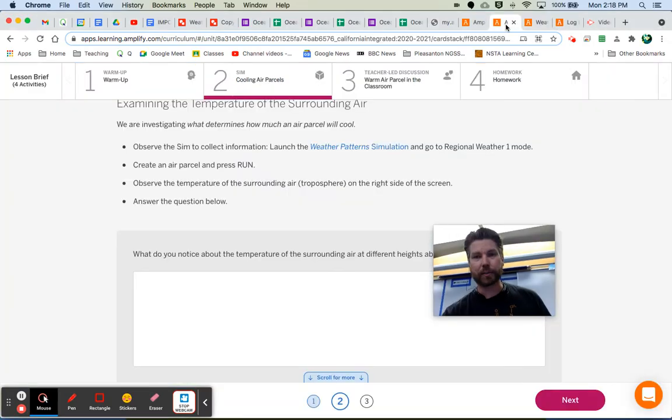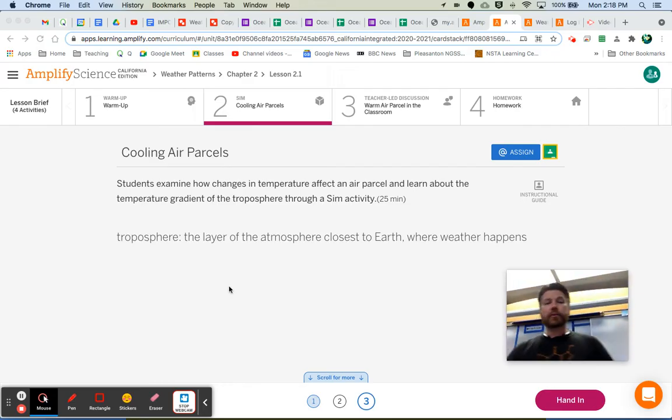All right, Mr. Reagan, you keep using this term troposphere. What the heck are you talking about? Sorry, here we go. Troposphere is the layer of the atmosphere closest to Earth where weather happens.